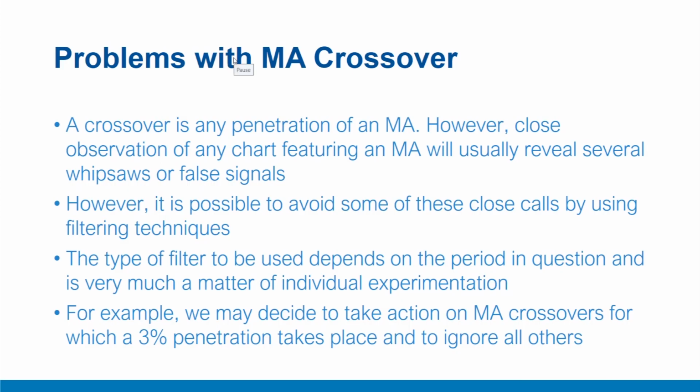However, close observation of any chart featuring an MA will usually reveal a number of whipsaw or false signals. However, it is possible to avoid some of these close calls by using filter techniques. The type of filter to be used depends on the time span in question and is very much a matter of individual experimentation. For example, we may decide to take action on an MA crossover for which a 3% penetration takes place and to ignore all others.